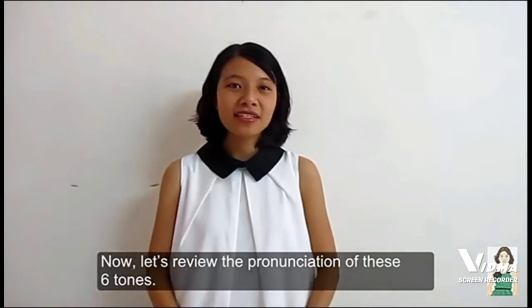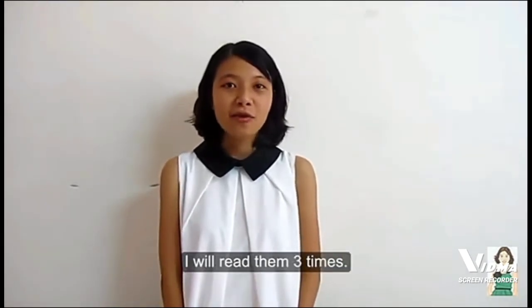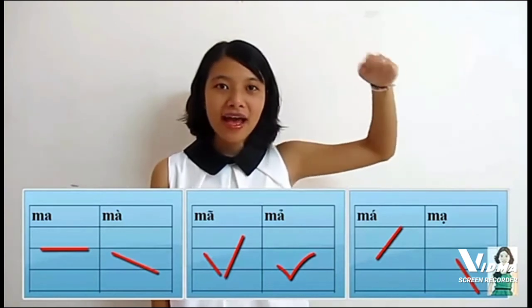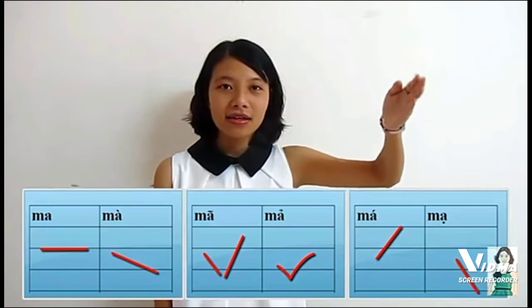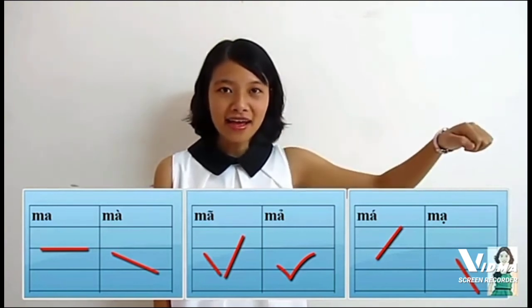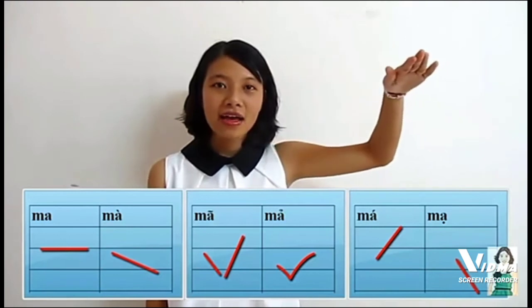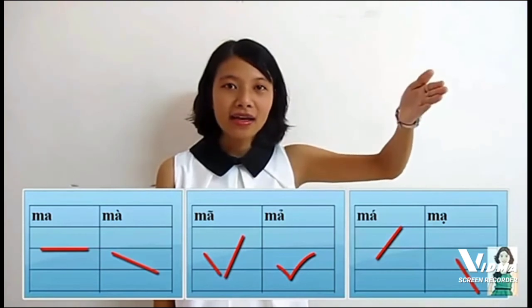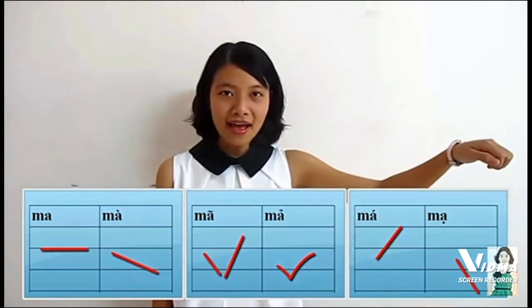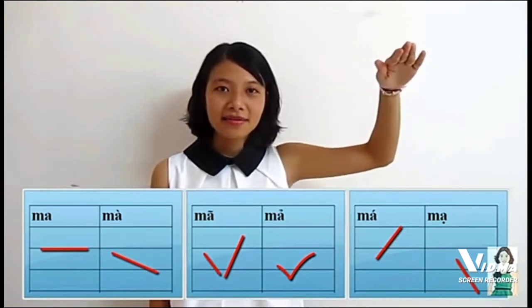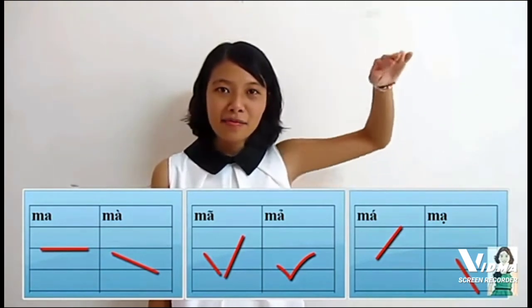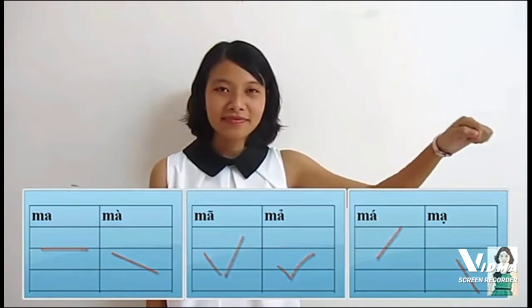Now let's review the pronunciation of these 6 tones, and we read them 3 times. Ma, mà, mã, má, mạ. Ma, mà, mã, má, mạ. Very good.